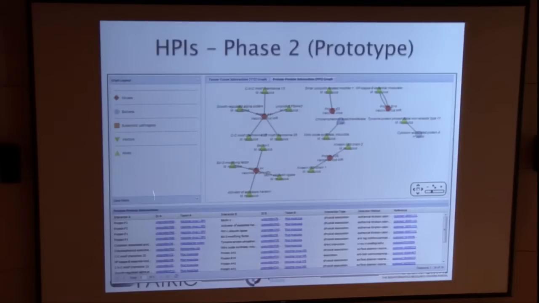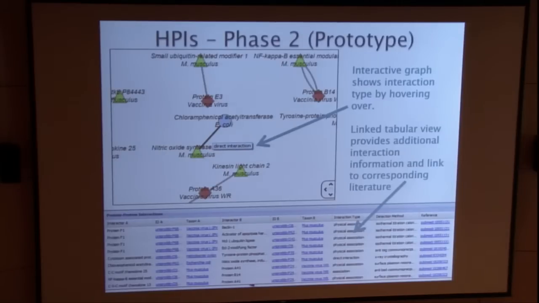And then the table down here, because often the biologists really want to get to the table with the reference and the literature that supports this pretty picture. And so this is, again, the prototype. If you mouse over here, you'll be able to tell what kind of interaction is supporting that.